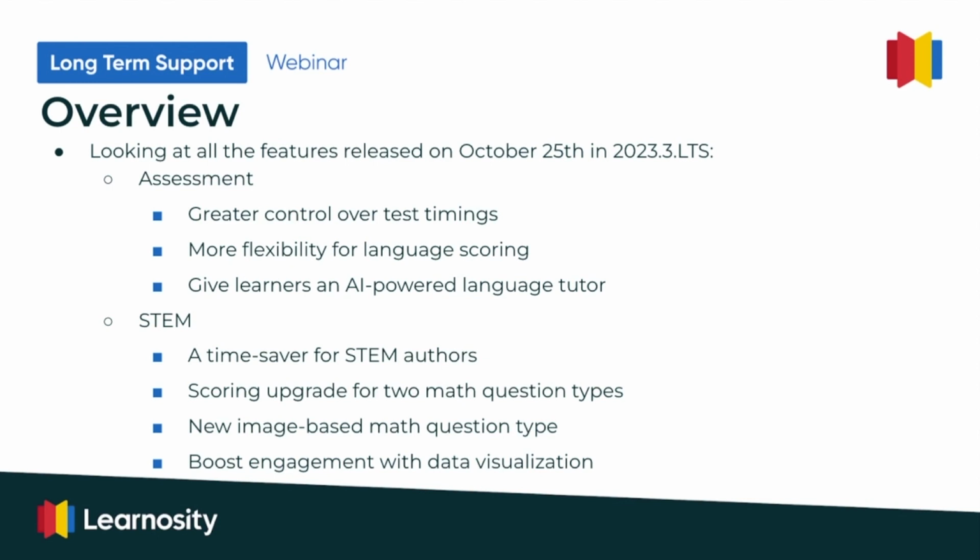Let's just briefly run through what's new from our release on the 25th of October, covering assessment, STEM, analytics, accessibility, and we'll finish with a special look at an upcoming product launch. In assessment, we're helping you take greater control over test timings, score language assessments more flexibly, and give learners their very own AI language tutor. In STEM, we'll talk about a time saver for STEM authors, scoring upgrades for 2 math question types, a new image-based math question type, and how to boost learner engagement with data visualization.